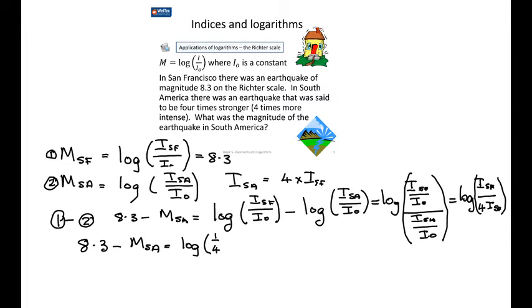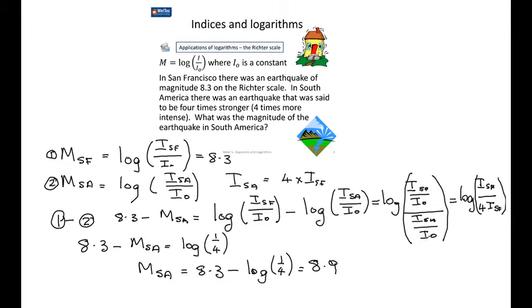From there we're nearly done. Simple rearrangement will now show us that the magnitude of the earthquake in South America is equal to 8.3 minus log of 1/4. And if we use our calculators for that, we find that the magnitude of the earthquake in South America is 8.9. Quite an earthquake.